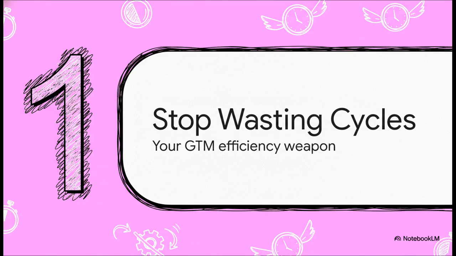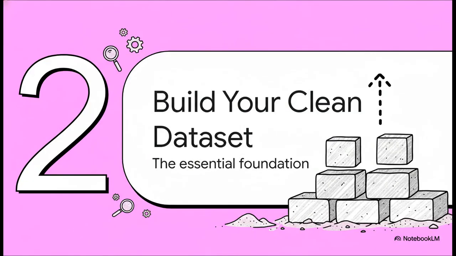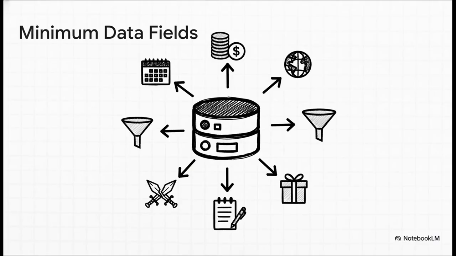And that brings us to the first big idea here. Stop wasting cycles. Seriously, think of this analysis as your secret weapon for go-to-market efficiency, a way to guard your most precious asset, your team's time. So, where do we even begin? Well, we start with the unsexy but absolutely essential foundation, building a clean data set. I'm telling you, if you get this part wrong, everything else you build on top of it is just going to crumble.